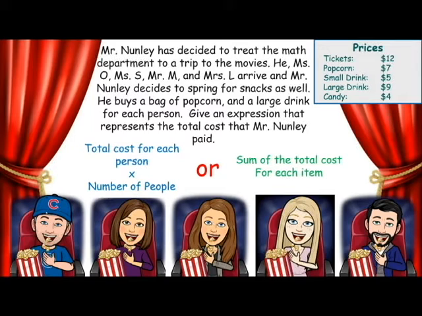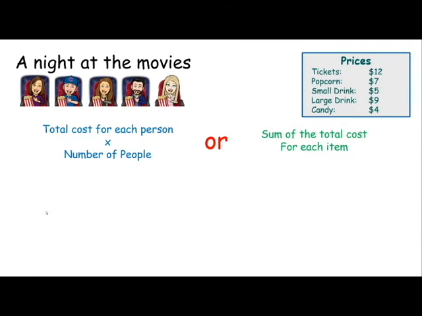If you got stuck and that sparked some thoughts for you, again, I'm going to recommend that you pause the video and go ahead and try it. If you're a student who was able to figure out one of those methods, I recommend that you pause the video and see if you can figure it out using the other method as well. Again, I'm going to assume you've already done that, and I'm going to keep right on going. So we're at the movies, and we have two different ways to think about the problem. The total cost for each person times the number of people, or the total cost for each item, and then add those all together. Let's work those out separately.